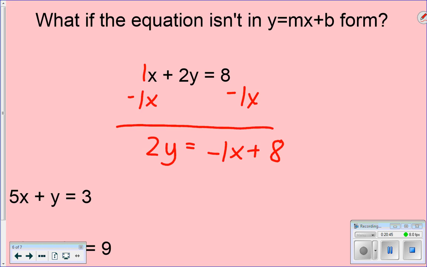So here's the thing. I'm going to divide by 2. I'm going to get rid of it. But remember the rule. If I do it to one side, I've got to do it to the other side. But here's the deal about this. I have to do it to everything on this side.